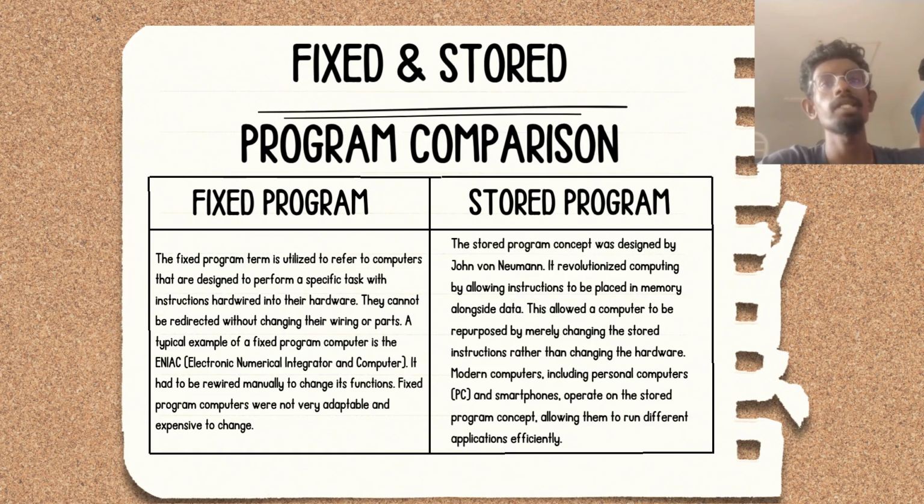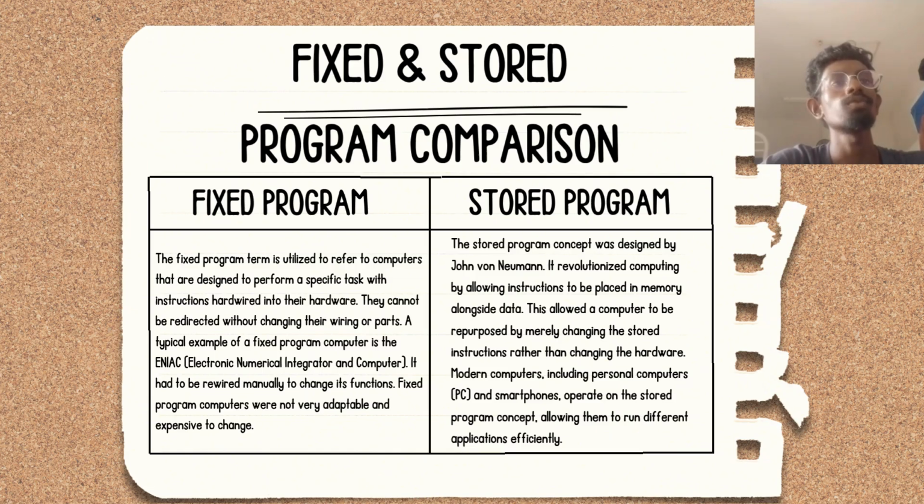Fixed and stored program comparison. The fixed program term is utilized to refer to computers that are designed to perform a specific task with instructions hardwired into their hardware. They cannot be redirected without changing their wiring or parts. A typical example of a fixed program computer is the ENIAC. It had to be rewired manually to change its functions. Fixed program computers were not really adaptable and were expensive to change.